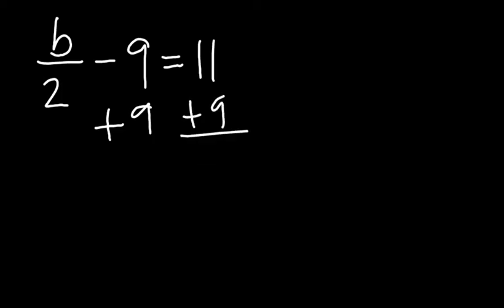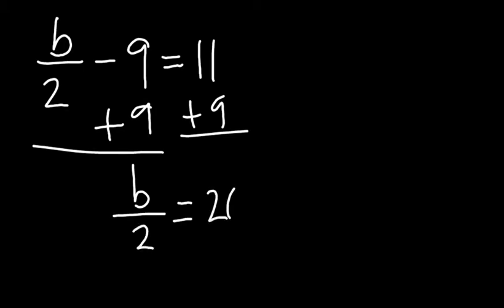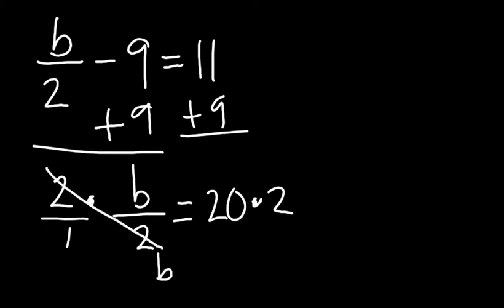Plus 9, that leaves b over 2 equals 20. Now, b and 2 are dividing, so we're going to multiply both sides by whatever this number is down here. So, I'm going to say times 2, times 2. Okay, put this one over 1, that cancels. That gives me b equals 40.